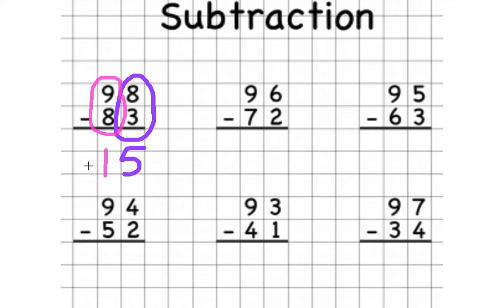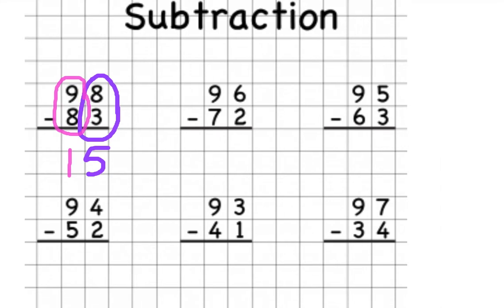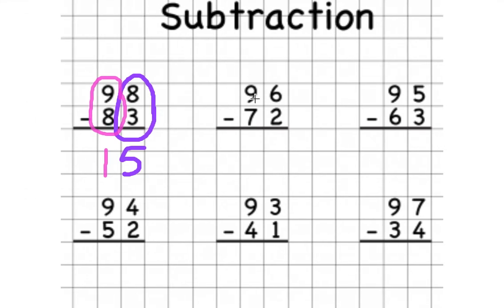Our difference, remember a difference is a subtraction answer. Our difference is 15. Let's move on to the next example. I see 96 minus 72. Those are two really big numbers, so we're going to split them up, and I always start with my ones place first. Now instead of a really big number, I just have 6 minus 2.